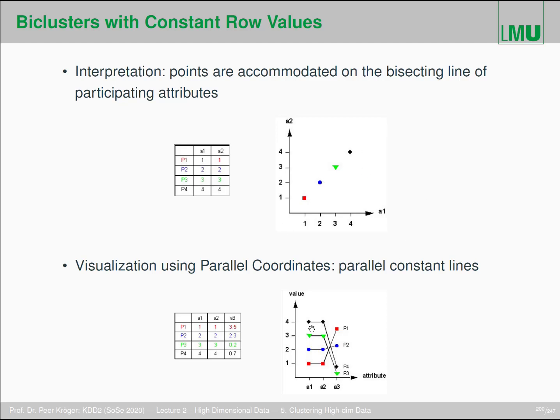Visualization using the parallel coordinates: you see here now those lines are parallel to each other, but they need not be the same. It's like the constant values, but the constant values would be just one line, and now the lines can be shifted. And again some arbitrary spread in A3 here. Okay.